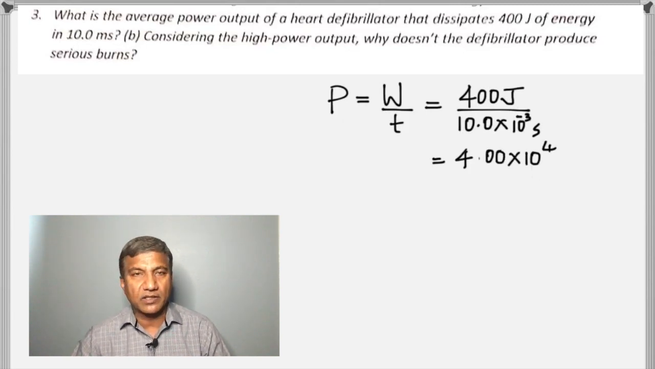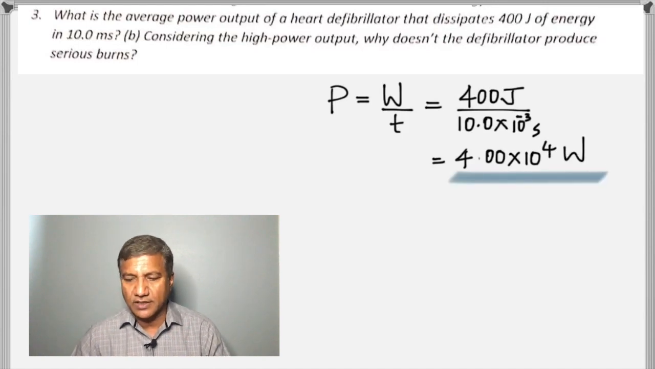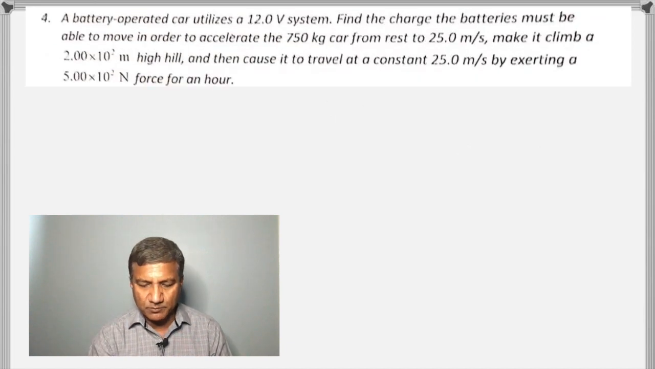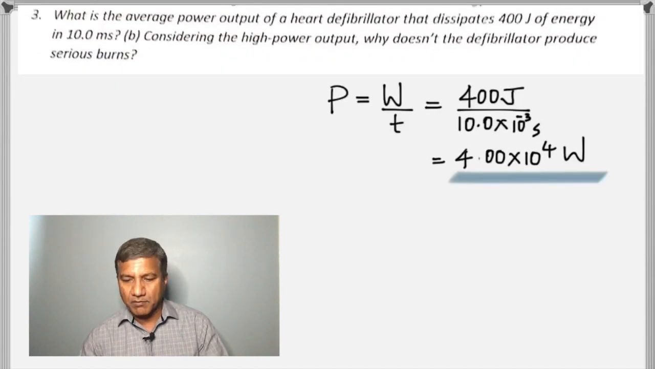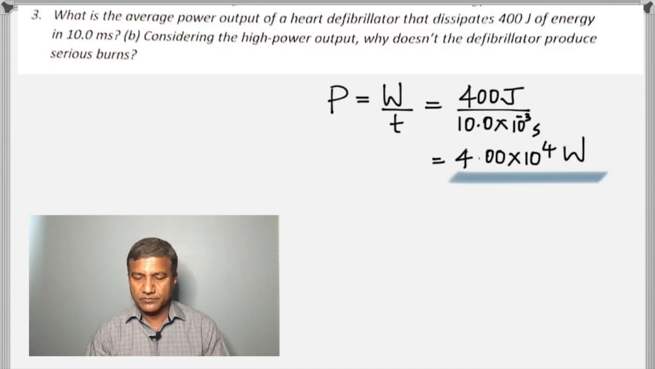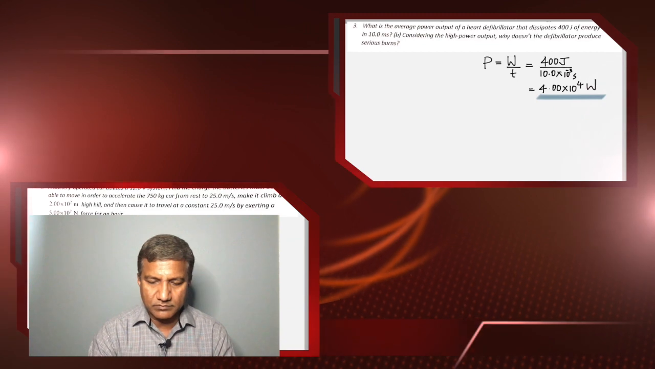So that's why you have that there. And you get your answer is 4 times 10 to the 4 watts. And then question B says, why doesn't the defibrillator produce serious burns? Now, it doesn't produce serious burns because this energy is acting for a very short time.